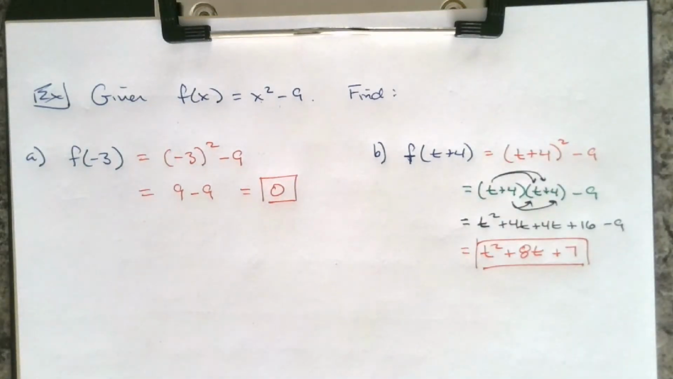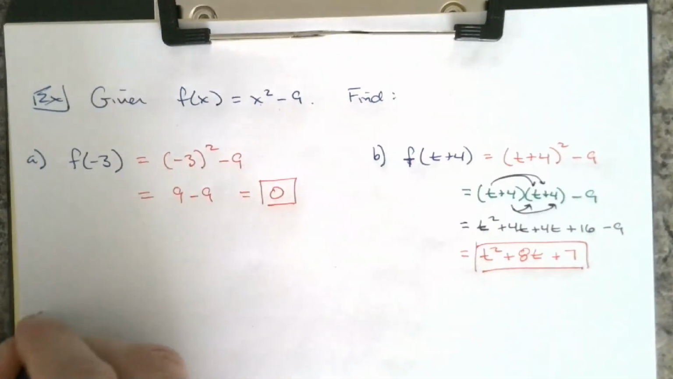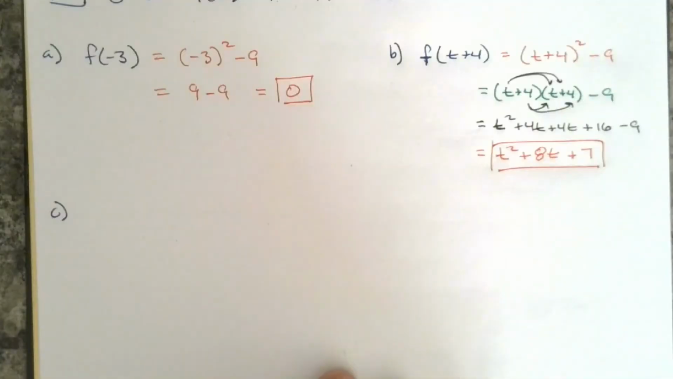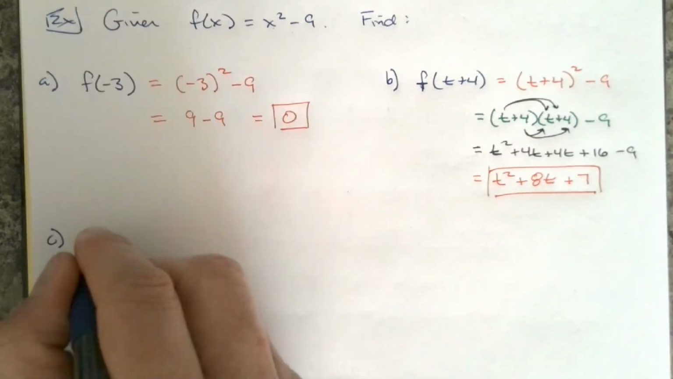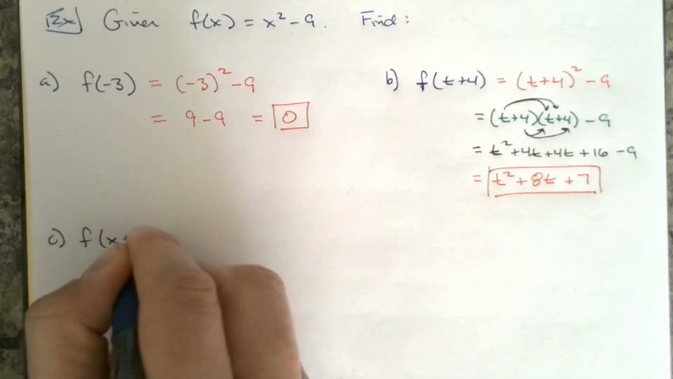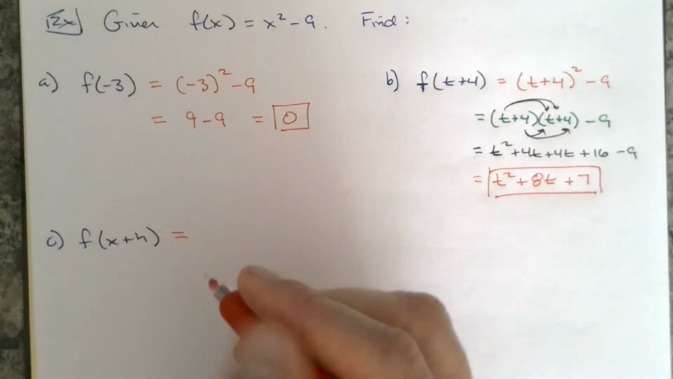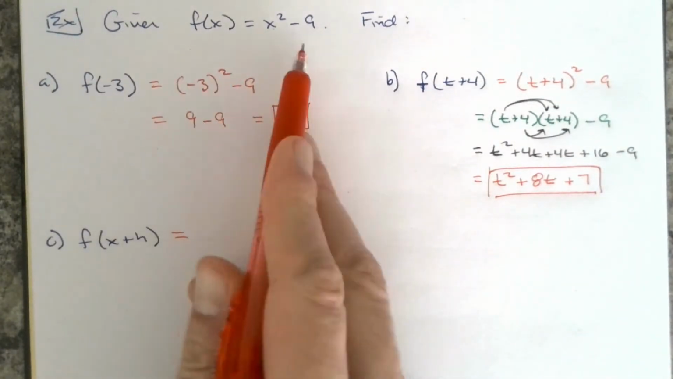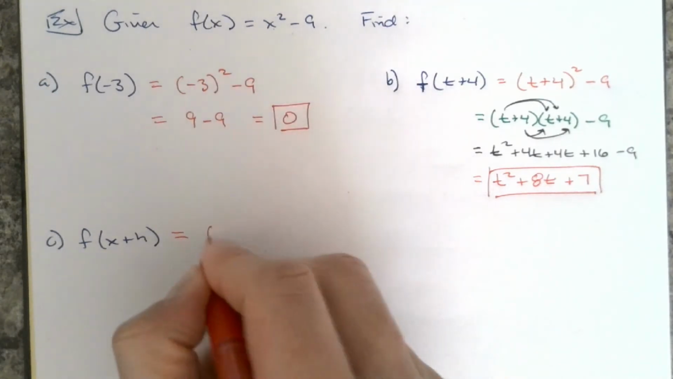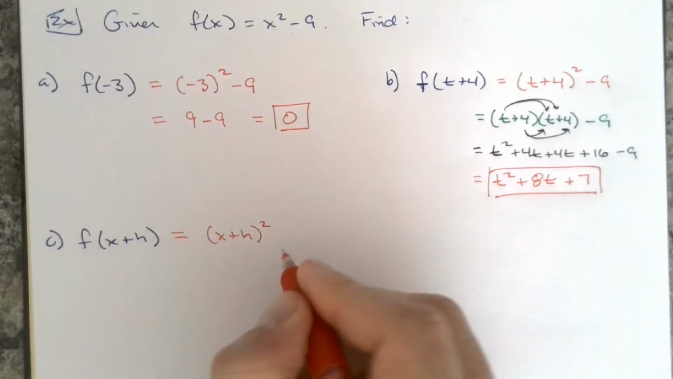Let's take a look at one more for this one. So if I had f of x plus h. Well, again, this means you're replacing x in the original function with x plus h everywhere you see it. So x squared is really x plus h quantity squared. Make sure you put parentheses around that.